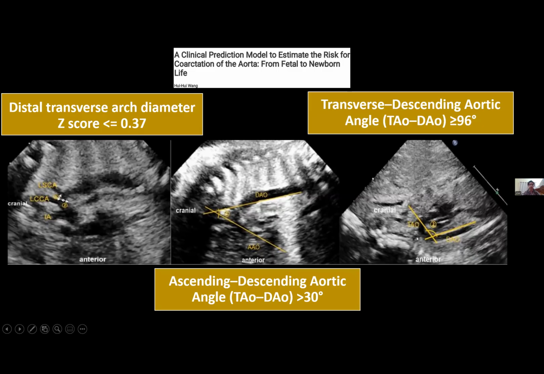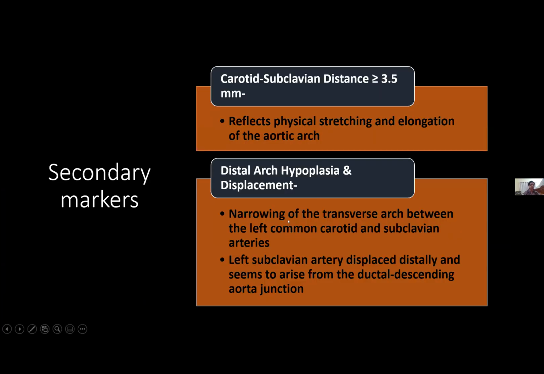The transverse descending aortic angle is between the transverse arch and the descending aorta, and an angle greater than 96 degrees supports the diagnosis of coarctation. When the primary Z-scores are borderline, the secondary morphologic markers improve the diagnosis of coarctation. An increased distance of more than 3.5 mm reflects the stretching and elongation of the transverse aortic arch. In addition, the left subclavian artery is displaced distally and seen arising close to the ductal insertion.